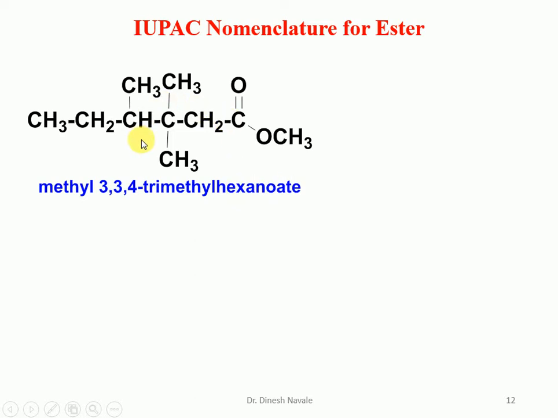But there are 3 substituents present. Numbering should start from the carboxylic group, so 1, 2, 3, 4. 3 methyl groups are present: 2 methyls at carbon number 3 and 1 methyl at carbon number 4. So for 3 methyls, we write it as trimethyl with the positions of the methyl groups. So it becomes methyl 3,3,4-trimethylhexanoate.